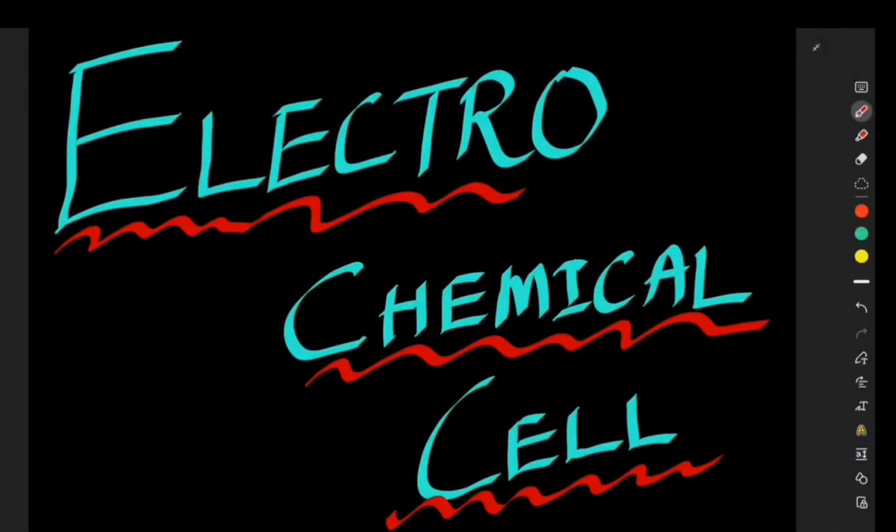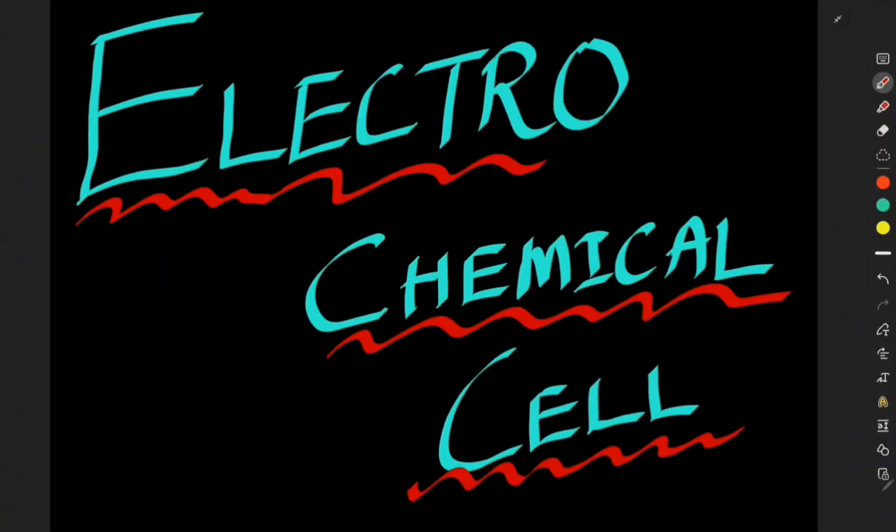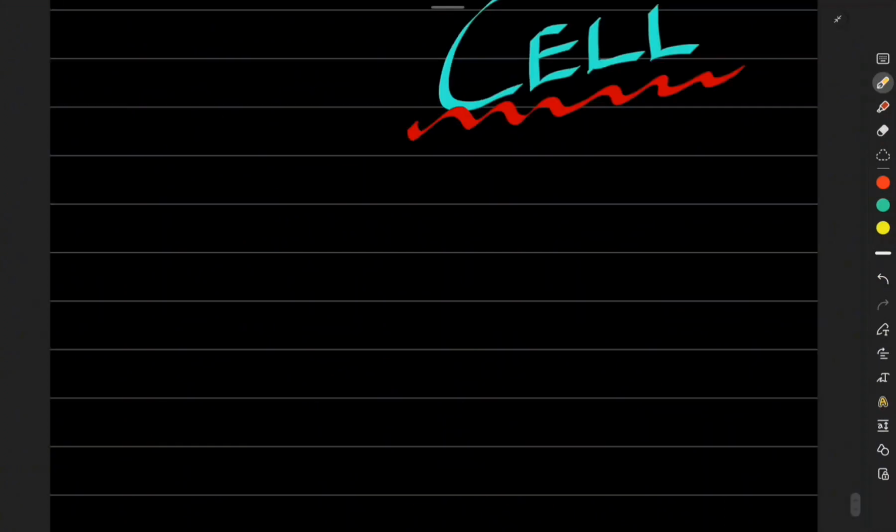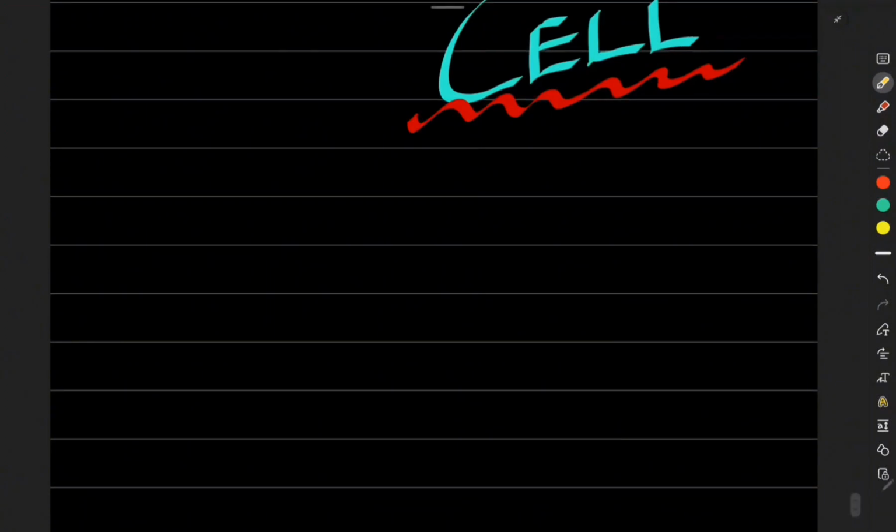In this video we're gonna revise electrochemical cell. In the previous video we learned about electrodes. Here we're gonna learn about electrochemical cell. What is an electrochemical cell? An electrochemical cell consists of two electrodes in contact with an electrolyte. Let's write the definition.